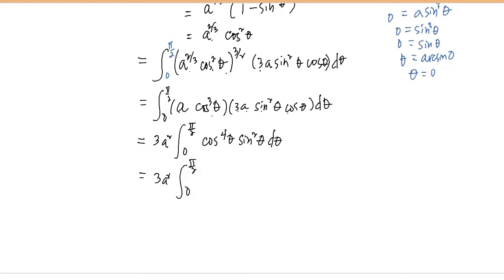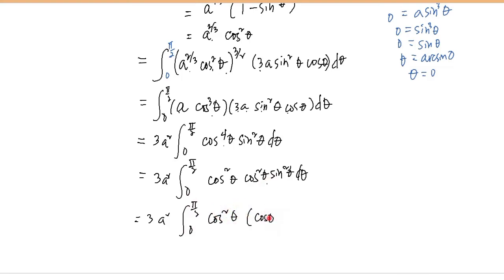What we do here is to factor out the cosine square from here, and we have here cosine square of theta, cosine square of theta, sine square of theta d theta. And simplifying this, we have 3a squared, integral from 0 to pi over 2, cosine square of theta. Then we take out the exponent, so that's cosine theta sine theta square d theta.